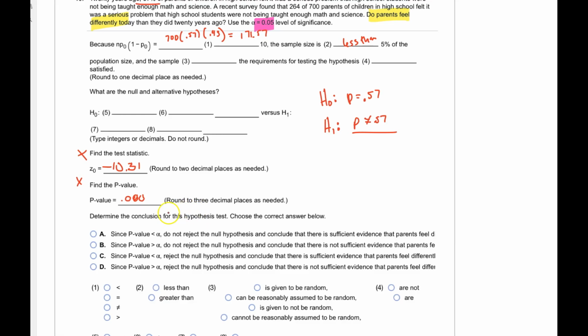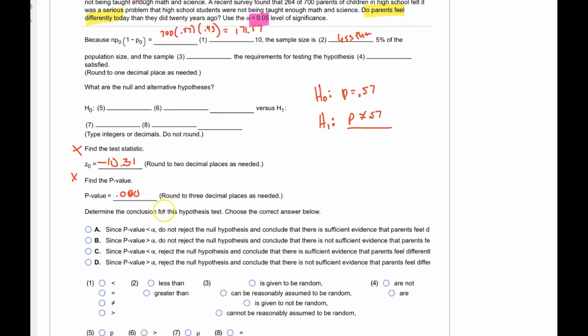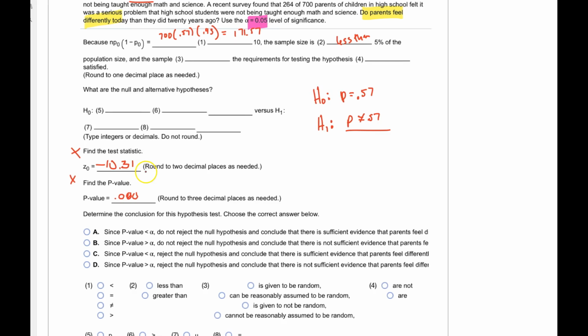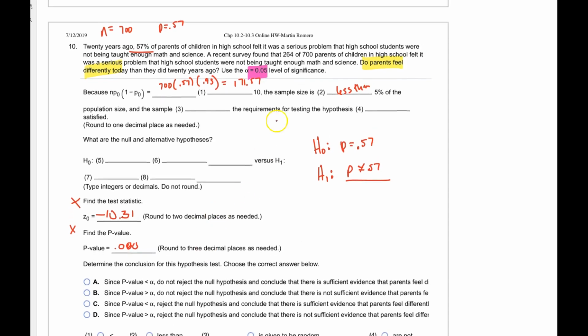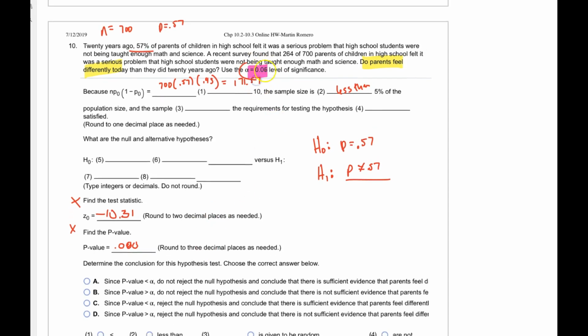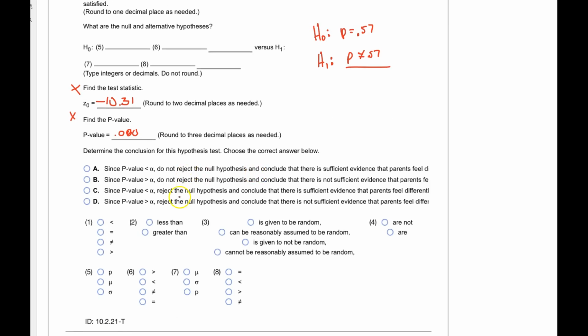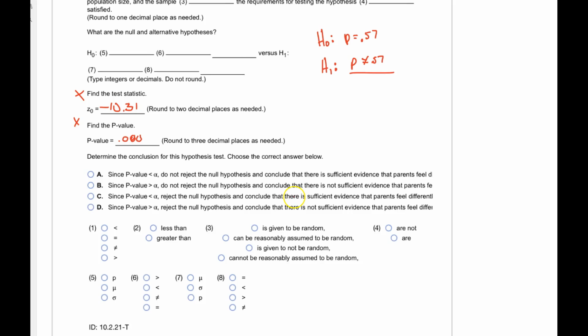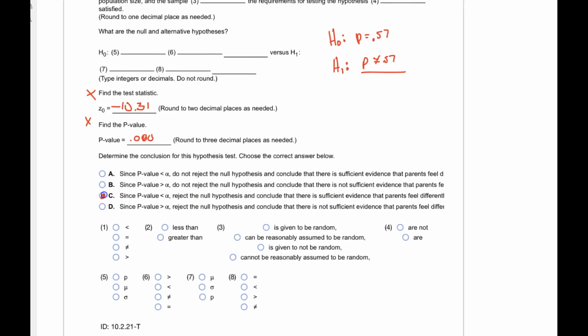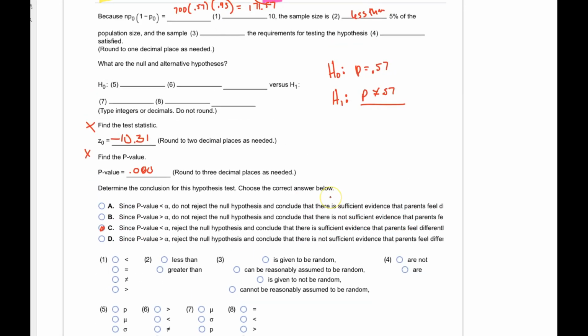And so in this case, since the p is low, we reject the null. And so in this case, as the p-value is less than alpha, which is 0.05 over here, we reject the null hypothesis and conclude that there's sufficient evidence. There's sufficient evidence that the parents feel differently.